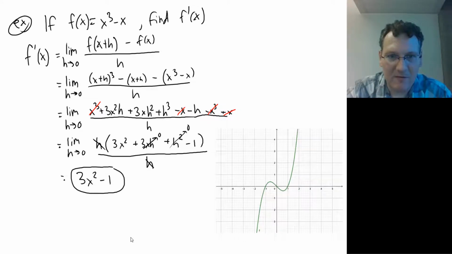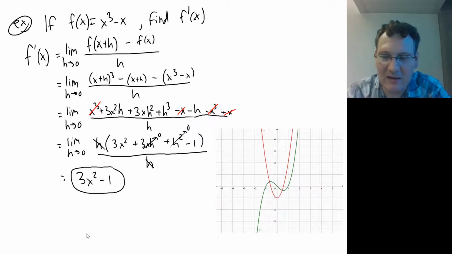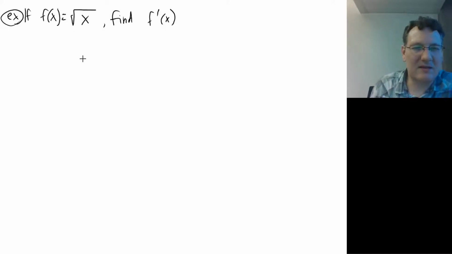Here's a graph of f of x. This is the graph of x to the third minus x. In here I've overlaid the graph of f prime, 3x squared minus 1. As another example, let's take the square root function and find its derivative.